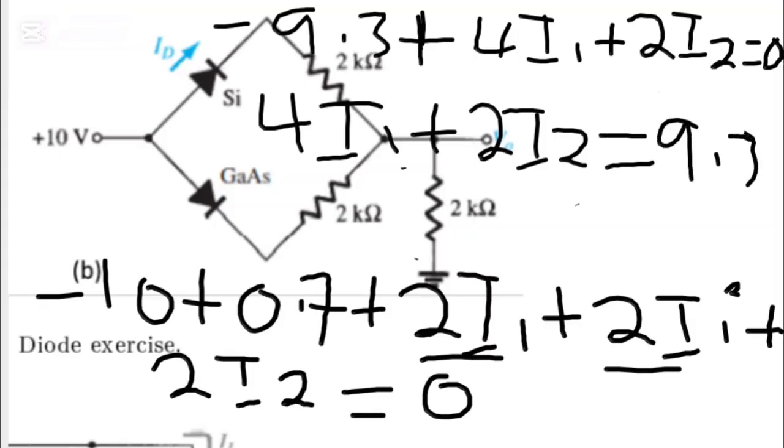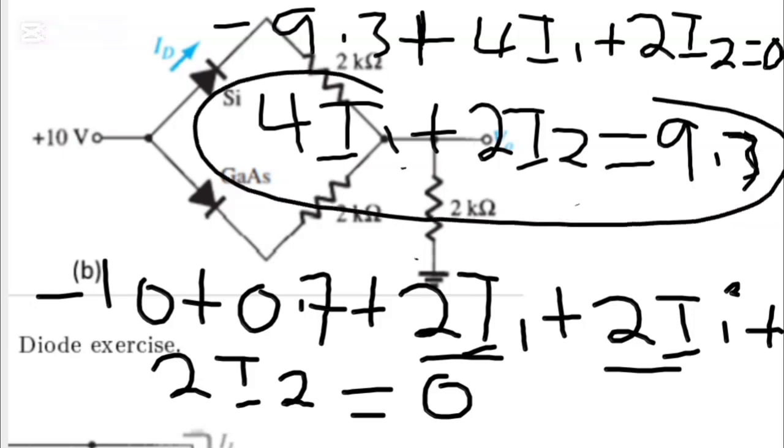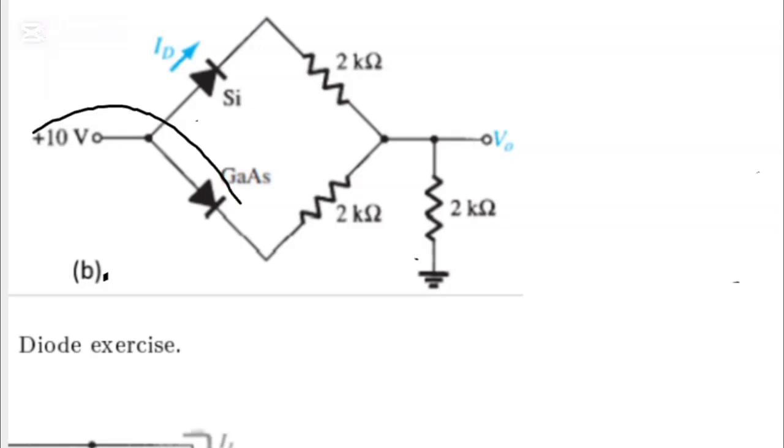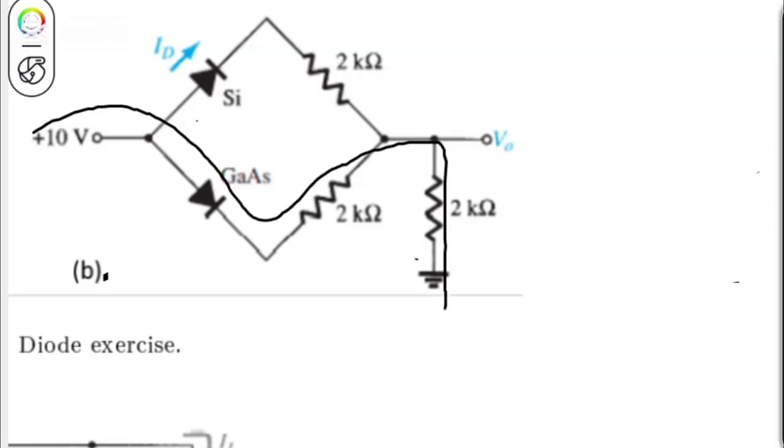So I'll have 9.3. So this is the first equation. Please write it down because I didn't have enough space. The next thing that I'm going to do here is that I have to take a look at the lower loop, where I will use the same KVL method.